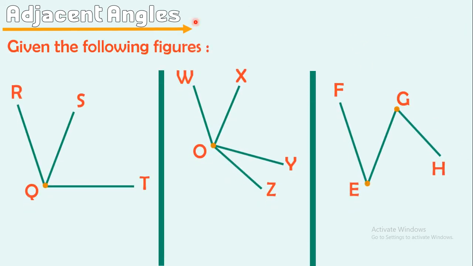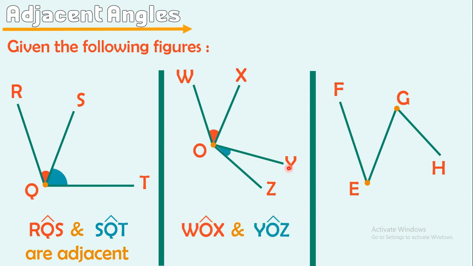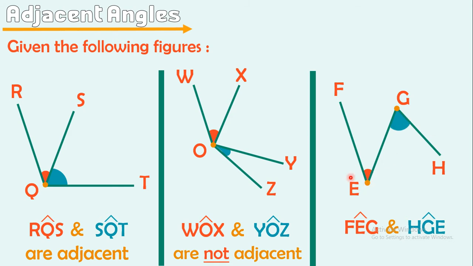Adjacent angles. Given the following figures. Notice that the angle RQS and the angle SQT are adjacent. So these two angles are adjacent angles. Let's move to figure number 2. The angle WOX and the angle YOZ are not adjacent. Let's move to the final figure. The angle FEG and the angle HGE are also not adjacent.